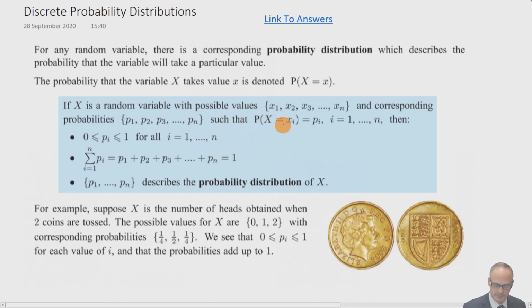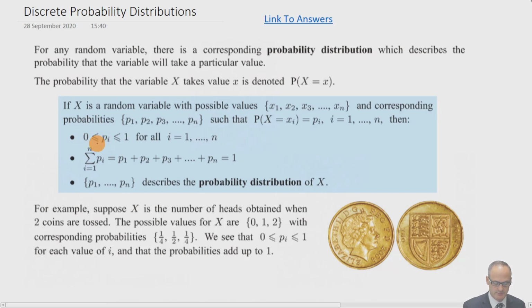Then the distribution function is described like this: p of x equals pi, i equals a bunch of values, which sounds like something very hard to understand. So what we're going to do is go through the formal maths of it, and then look at some actual examples so it becomes clear.